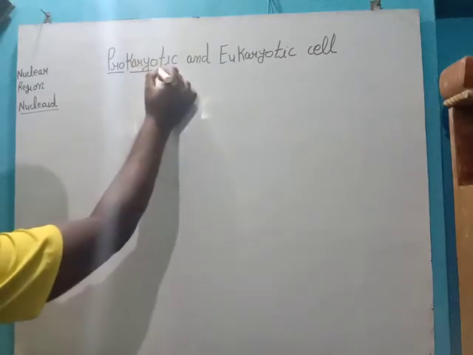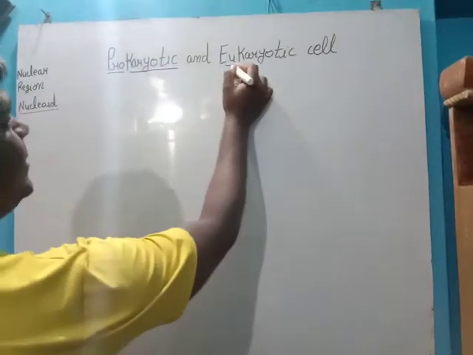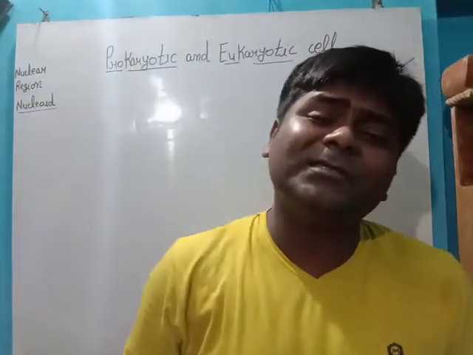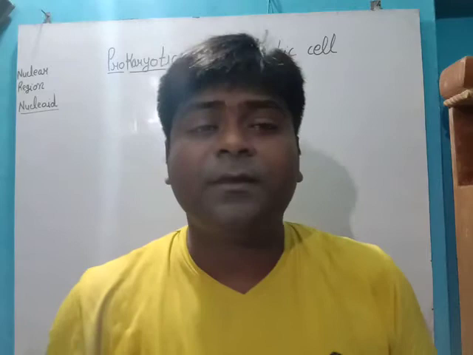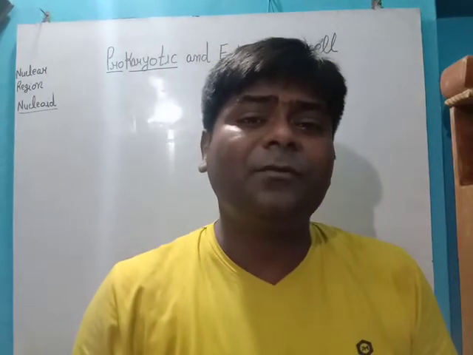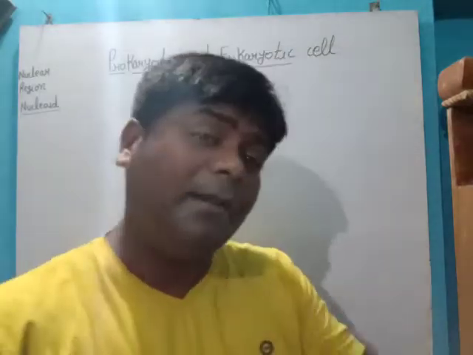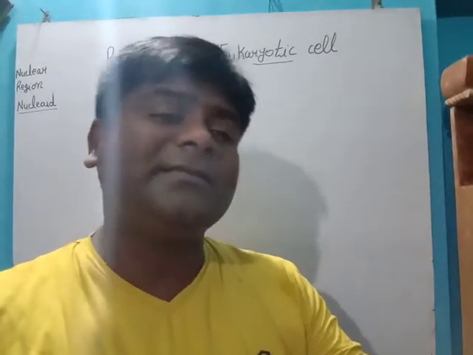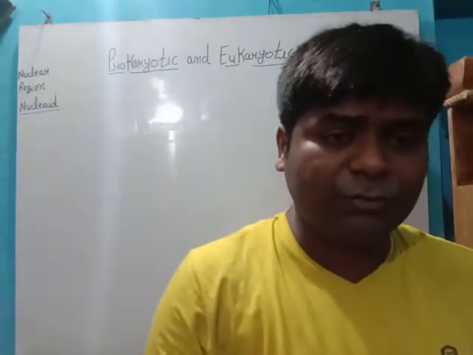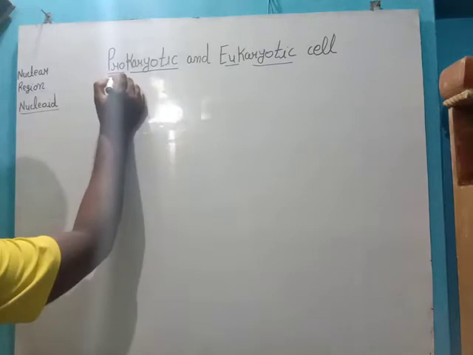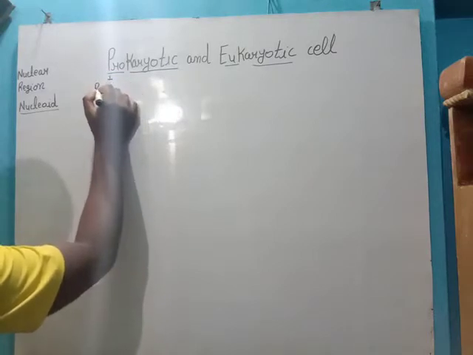prokaryotic and eukaryotic. These are the two basic kinds of cells we have. We'll discuss what it means, prokaryotic and eukaryotic. One by one I will give you the description of these two basic cells. Let's talk about prokaryotic. Let's break the word. Pro means primitive.